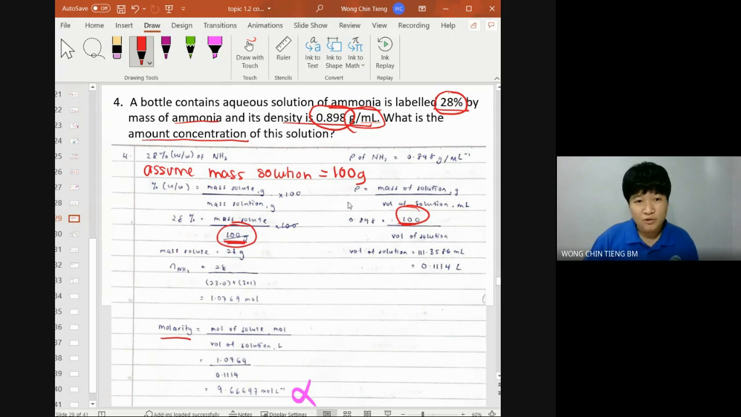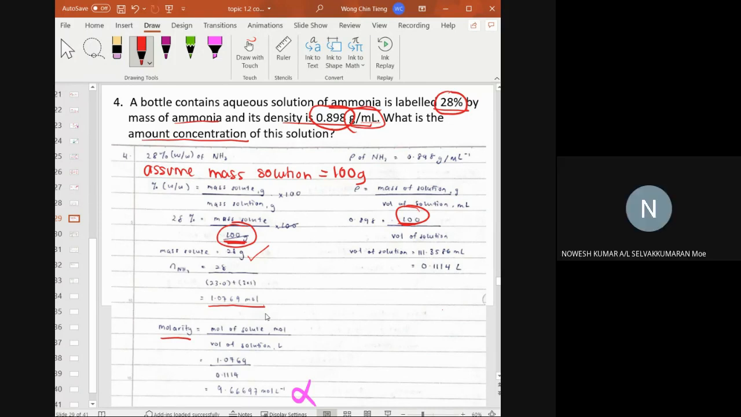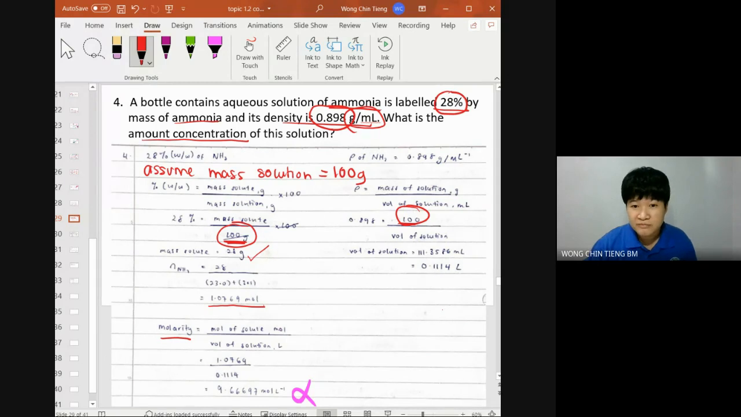Okay? So, tak boleh. So, kita check jawapan kawan kamu. Let's see apa yang salah, kenapa jawapan dia lain. So, you have your mass of solute 28 gram. Okay? And then you have your number of mole calculated from the 28 gram adalah 1.0769. Dapat number of mole yang sama dengan kawan kamu? Tak. Tak? Nope, nope.